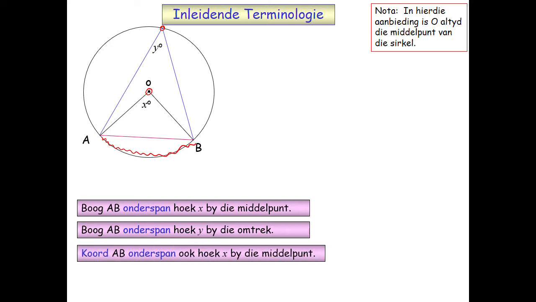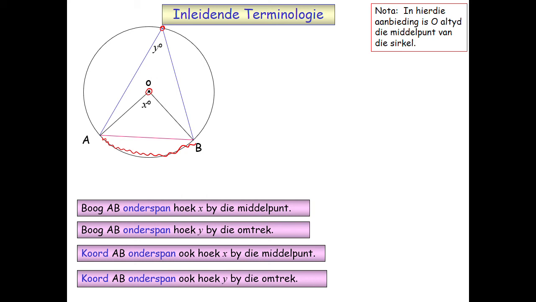Now you say chord AB subtends X at the midpoint and chord AB subtends Y at the circle circumference. Okay. So dit kan of 'n lyn wees of net die boogie wees wat hom onderspan. So we still have to include the Y. The chord touching the Y on the circumference. Yes, remember they are subtending Y and X. But one of them is at the circle midpoint and one of them is at the circle circumference.